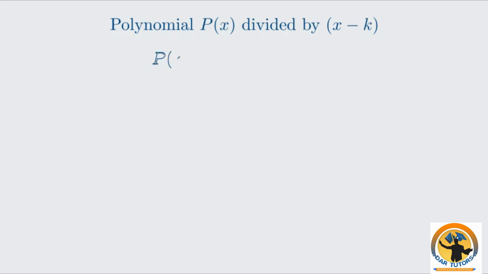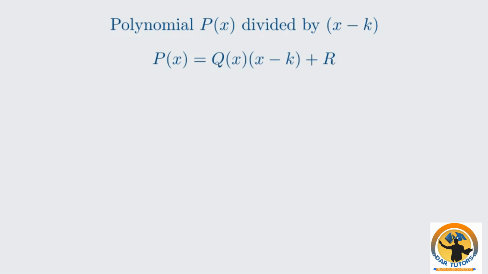Our first objective is to apply the remainder theorem. This theorem provides a shortcut for finding the remainder when a polynomial is divided by a linear expression. Let's consider a polynomial, p of x, and divide it by a linear factor, x minus k. The division algorithm states that we can write this as p of x equals q of x times the divisor, x minus k, plus the remainder, r. Here, q of x is the quotient, and r is the remainder. For a linear divisor, the remainder r must be a constant.